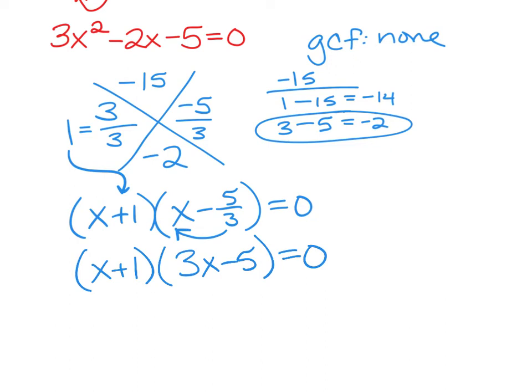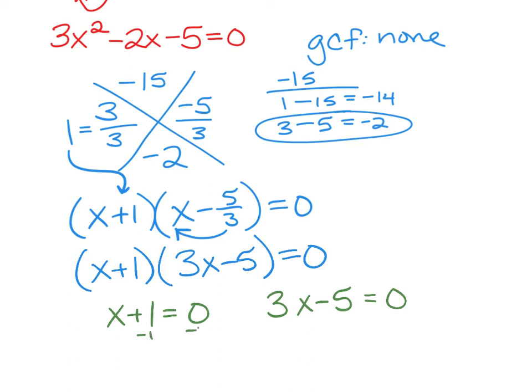That's done with the blue step. I have fully factored it. So now, using the zero product property, I take each of the little pieces, x plus 1, and set it equal to 0. 3x minus 5, set it equal to 0. That's a 1 or 2 step equation for me to solve.